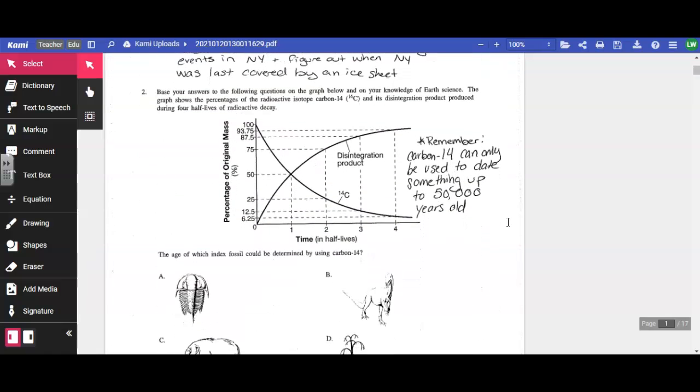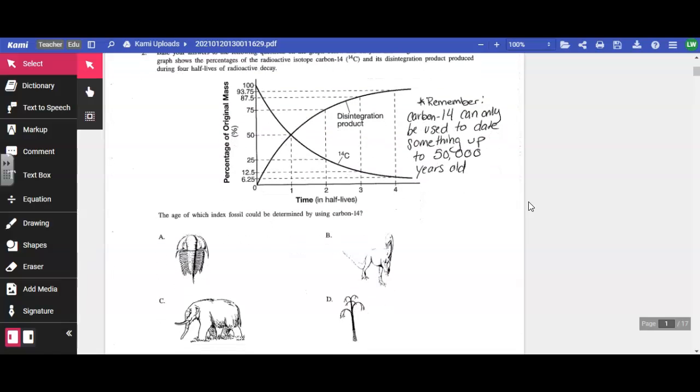Number 2, base your answer to the following question on the graph below and your knowledge of Earth science. The graph shows the percentages of the radioactive isotope carbon-14 and its disintegration product produced during 4 half-lives of radioactive decay. So remember, carbon-14 can only be used to date something up to 50,000 years old. So knowing that, it says the age of which index fossil can be determined using carbon-14. And it gives you 4 fossils. It can only be used to date something up to 50,000 years old.